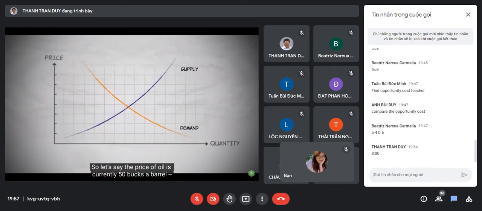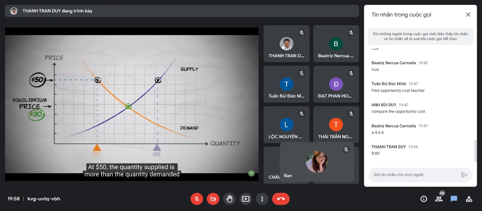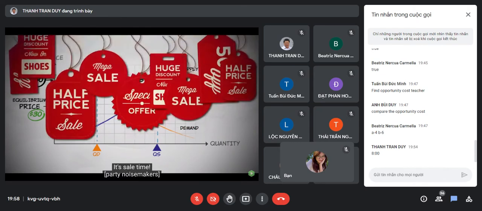So, let's say the price of oil is currently $50 a barrel. That's above the equilibrium price of $30 a barrel. At $50 a barrel, the quantity supplied is more than the quantity demanded. So, we say there is a surplus. So what happens? It's sale time!